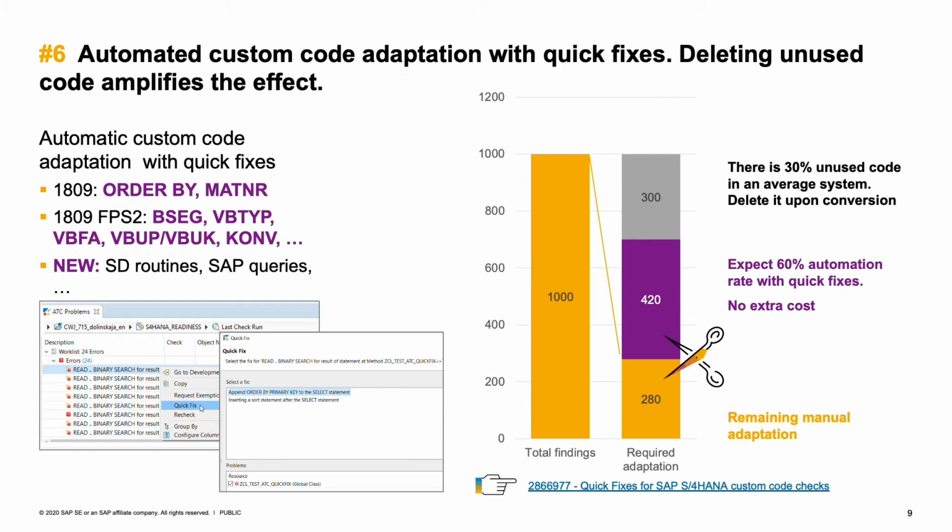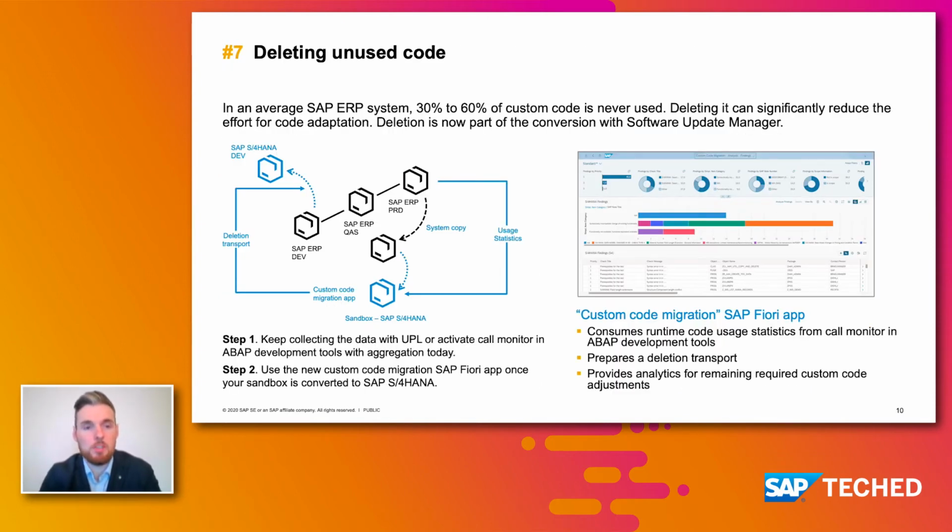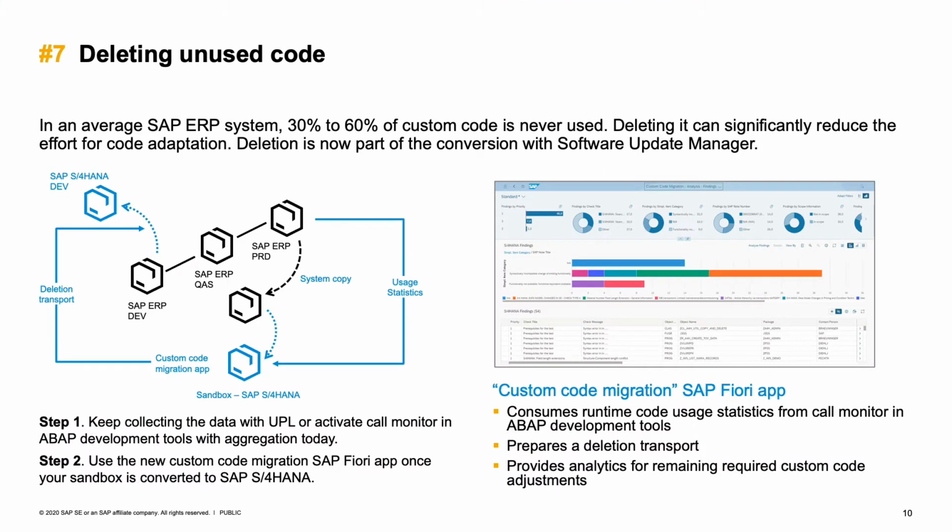And before I jump to the next slide, I want to mention what is even better than automated custom code adaptation. It's actually not having to do it at all. What we see on customer systems is that on average, up to 30% of custom code is actually not used. So ideally, you don't have to adjust it, and you can simply get rid of it. As mentioned, I have this on my next slide, which talks about deleting unused code.